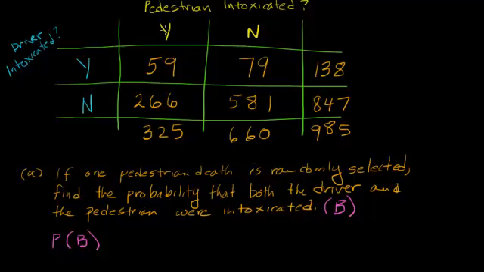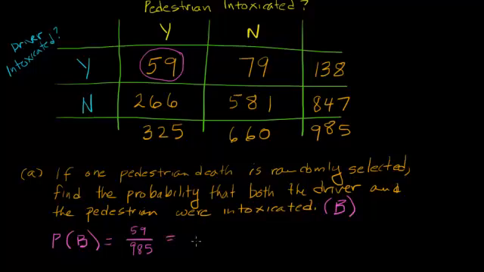We want to find the intersection of yes, pedestrian was intoxicated, and yes, driver was intoxicated. And we see that it's these 59 pedestrian deaths that represent the situation where both of those conditions are met. So that's going to be the ratio of 59 pedestrian deaths out of 985 in this study that represent those where both the driver and the pedestrian were intoxicated.